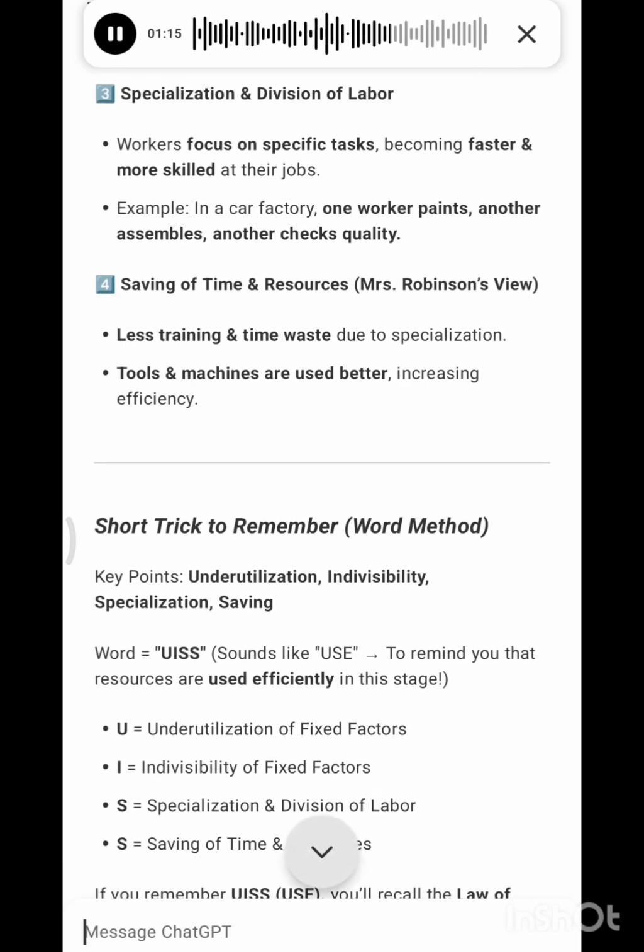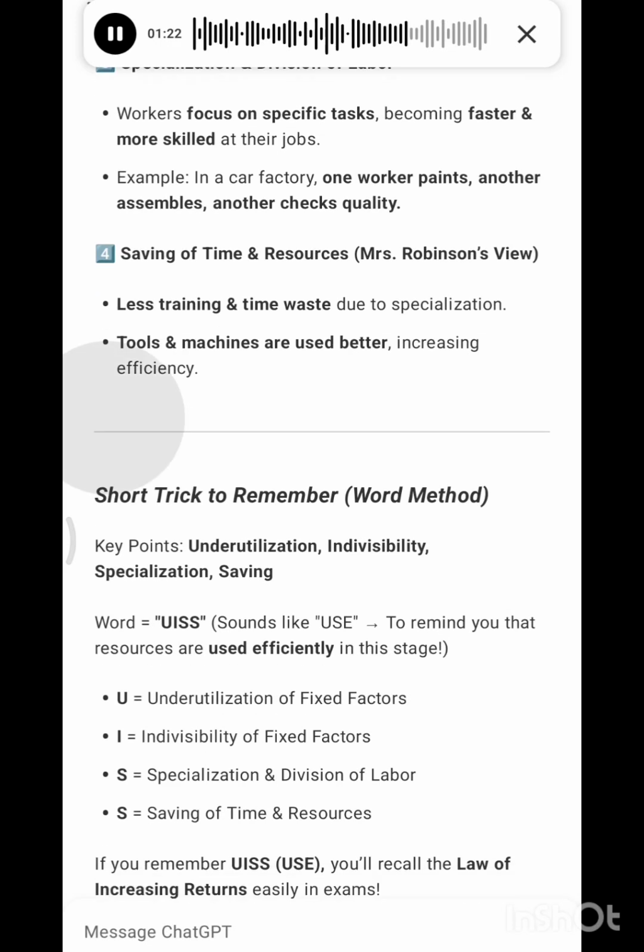4. Saving of time and resources, Mrs. Robinson's view. Less training and time waste due to specialization. Tools and machines are used better, increasing efficiency.